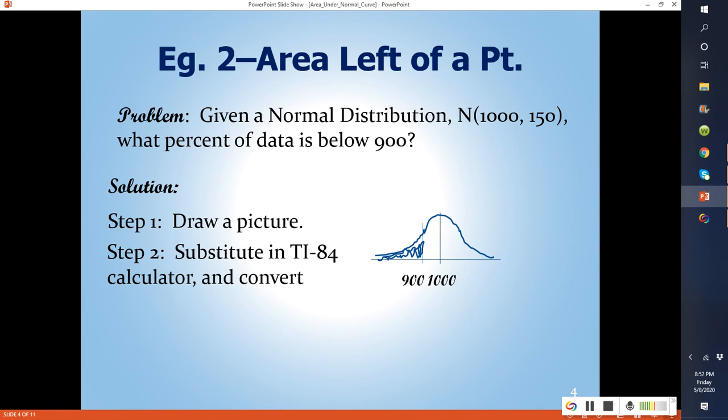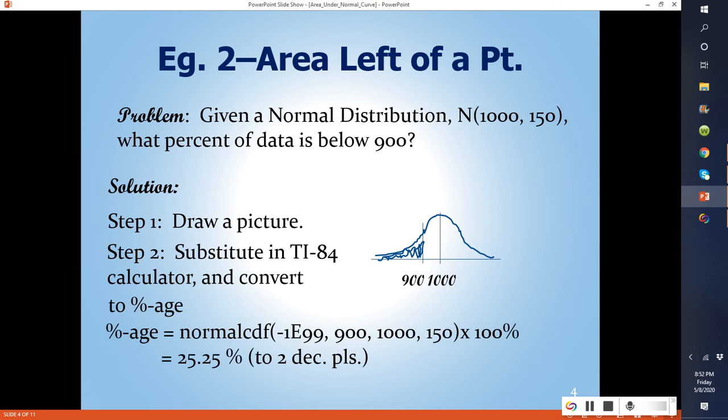And now I go to the next step, and that is to use the TI-84. But remember now they ask you for percent in this particular case, so we would have to convert that value that we get, which would be a decimal expansion, we'll have to convert it to a percentage, sorry. And to do that, you need to multiply by 100%. Not by 100, but 100%.